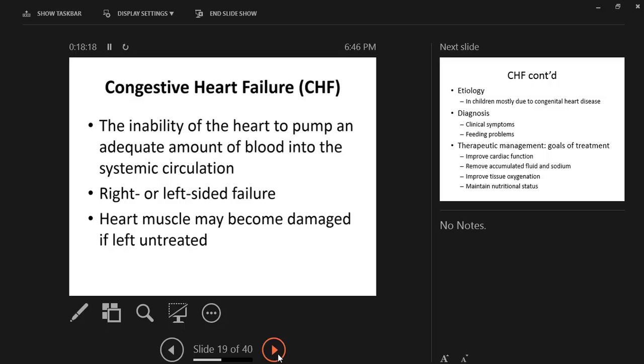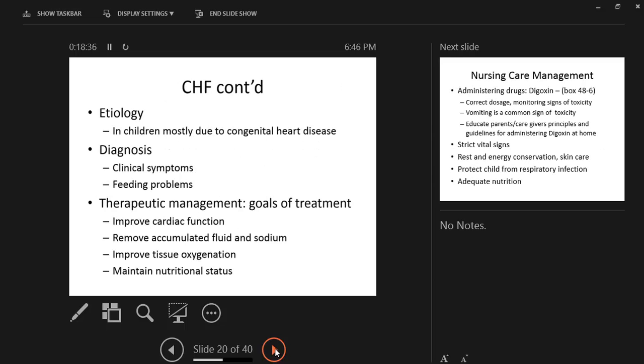It can be right or left side failure with congestive heart failure, and the heart muscle may become damaged if left untreated. And this is from the congestion backing up. Now, a child can have congestive heart failure from other reasons as well. In children, it's mostly due to congenital heart disease, rather than heart damage like an adult would have from an acute coronary syndrome.